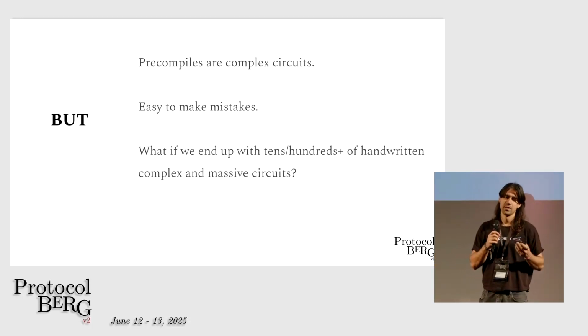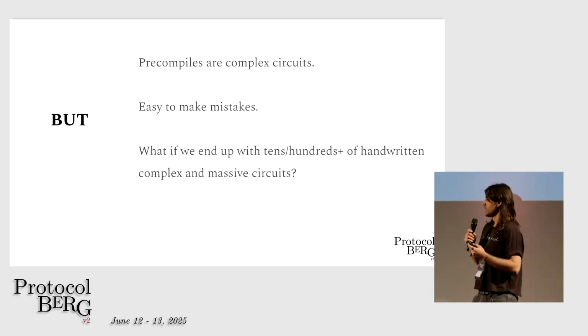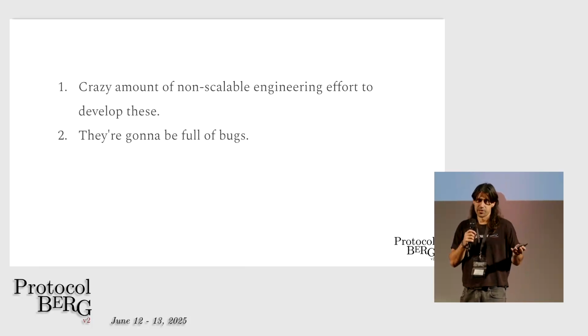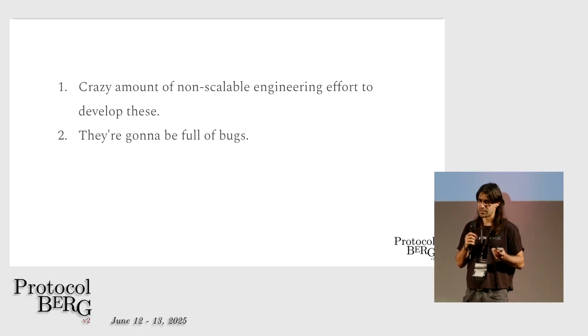The problem is these circuits are very, very complex. They require a lot of manual labor from expert engineers to develop and maintain them. It's very easy to make mistakes. And if we want to accelerate more and more precompiles to make proofs faster and faster, how many precompiles do we need in the end? What if we end up with tens, hundreds of thousands of these handwritten, super complex, massive circuits? The first thing is it's going to take a long time and a lot of people and a lot of money to develop these. The second thing is they're going to be full of bugs.